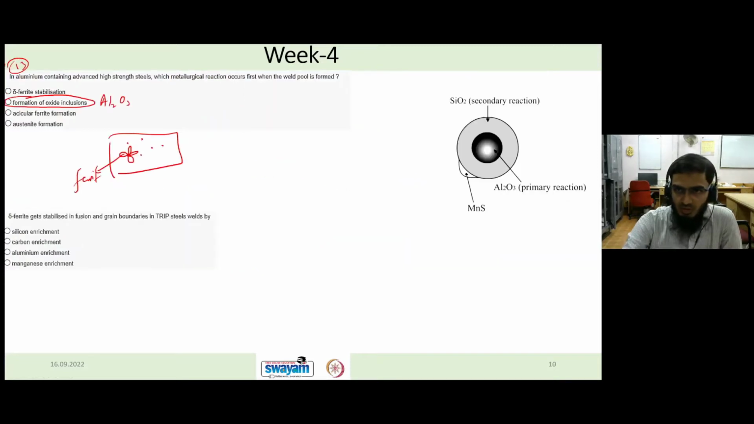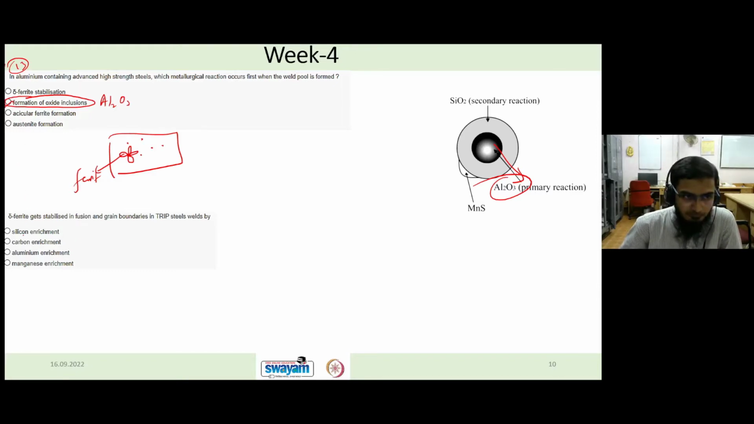I will show you this. So the primary reaction which will be forming, let's say this aluminum containing TRIP steel with a little bit of silicon oxide also. The core you can see here is aluminum oxide. Primary reaction is aluminum oxide formation. Upon that, silicon oxide will be forming, and then if some impurities like manganese and sulfur are there, then manganese sulfide will be forming, and so on. But the primary reaction here is Al2O3, that is oxide inclusion, aluminum oxide. So the right answer is option B. I hope it is clear, Mohan.